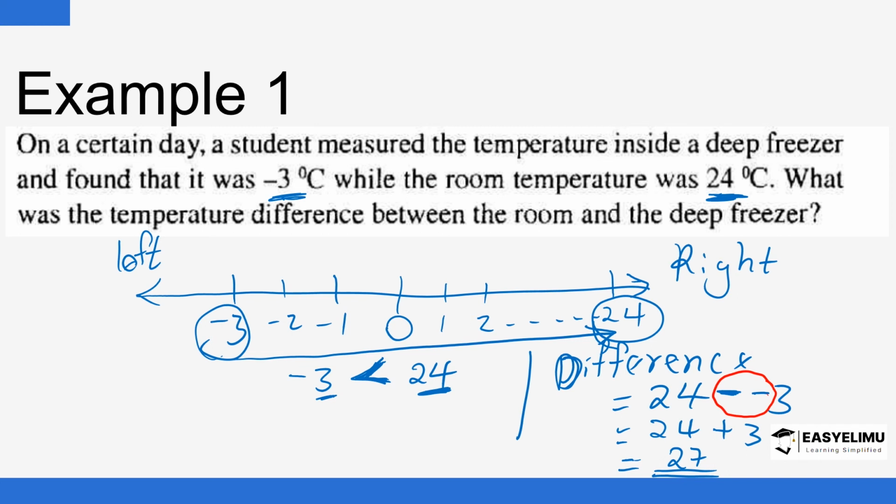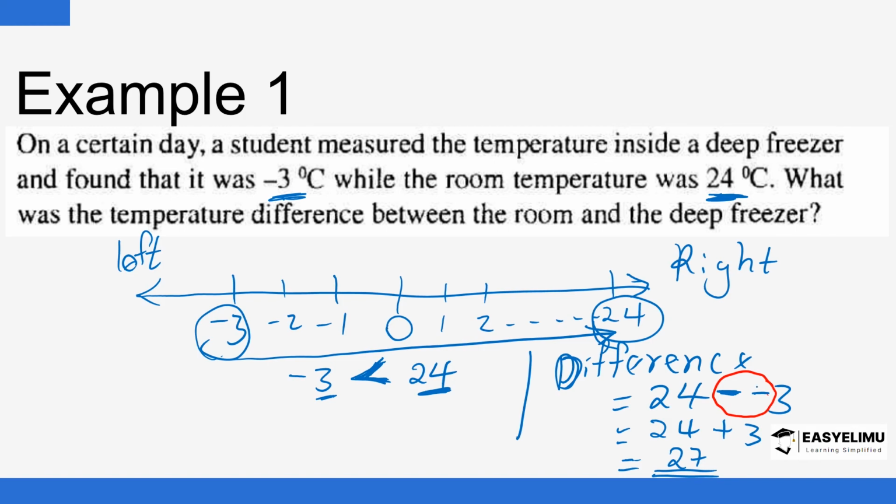So integers, the knowledge of integers has helped us to determine which of the two numbers, negative 3 and positive 24, is greater. And then of course, as we do the operation, we borrow a bit from operations on integers, that is addition, subtraction, multiplication, and division of integers.